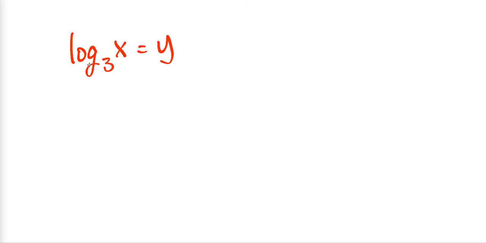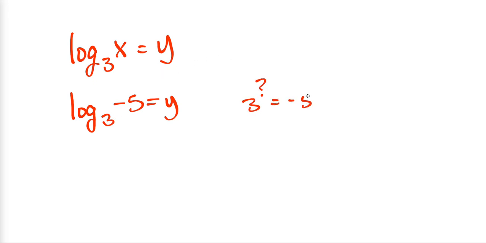If we put a negative number in place of x, how come this doesn't work? How come I can't get a negative answer? So this means 3 to some power would equal negative 5. No matter what power you take 3 to, the answer is not going to become negative. So you can't have negative logarithms.